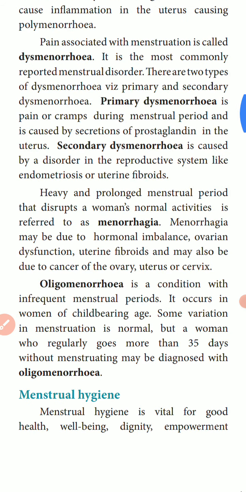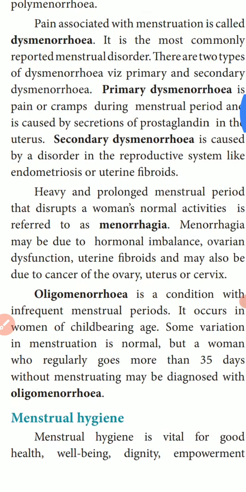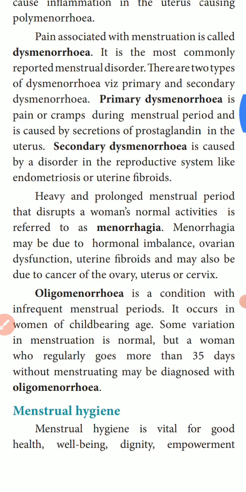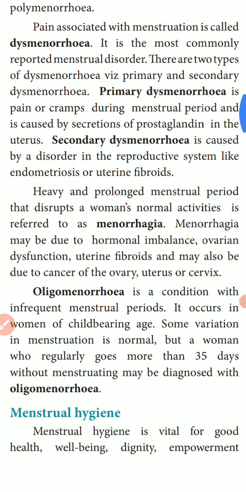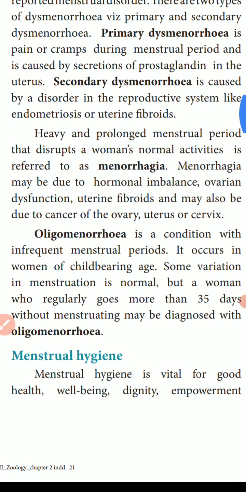Primary dysmenorrhea is pain and cramp. The pain in the stomach feels like someone is twisting your stomach. That is the cramp during the menstrual period, which is primary dysmenorrhea. And secondary dysmenorrhea is caused by disorders of the reproductive system like endometriosis or uterine fibroids.